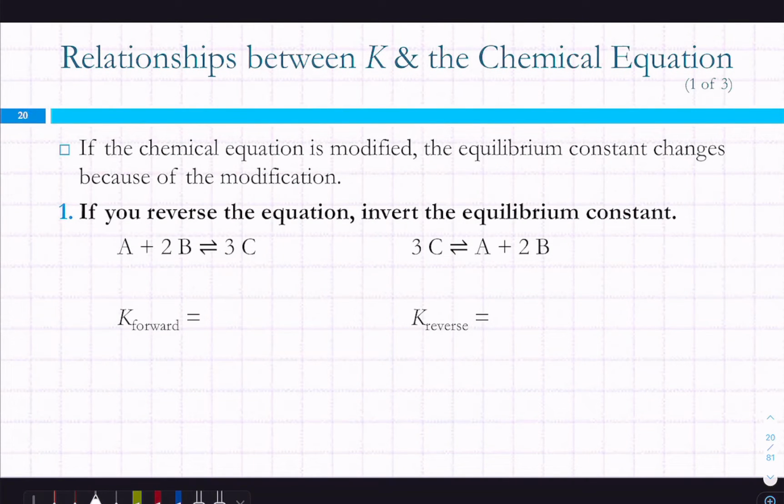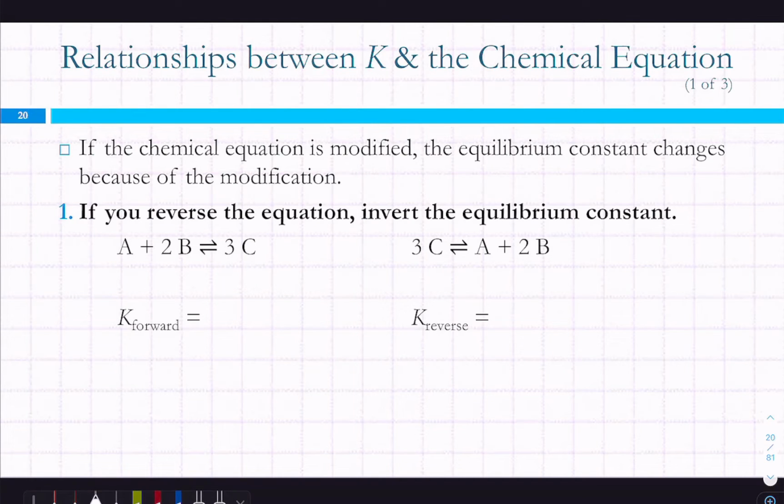So if our chemical equation is modified, we can multiply the entire balanced equation by a coefficient, or we can reverse it. Then we just manipulate K with a couple rules, which are really just math rules.